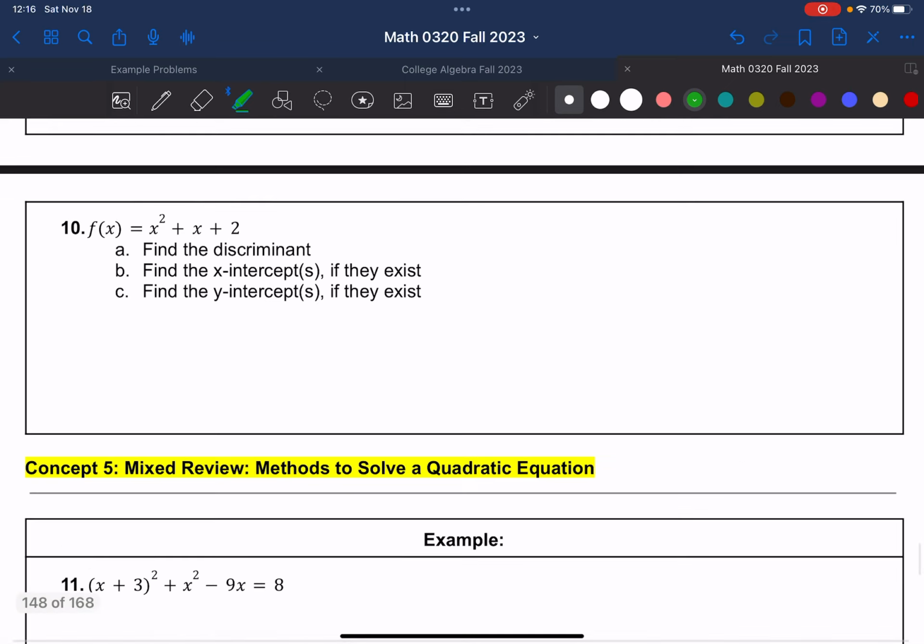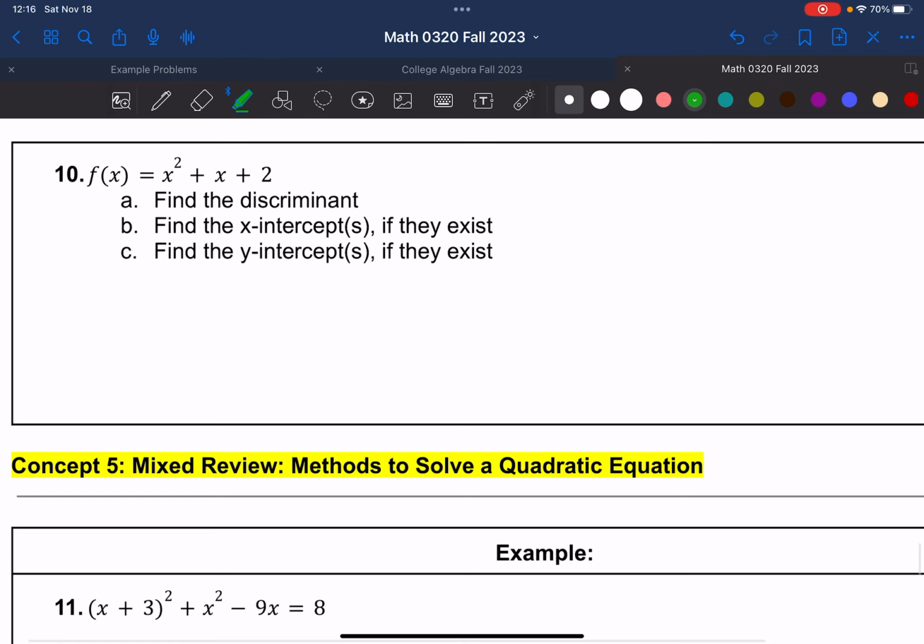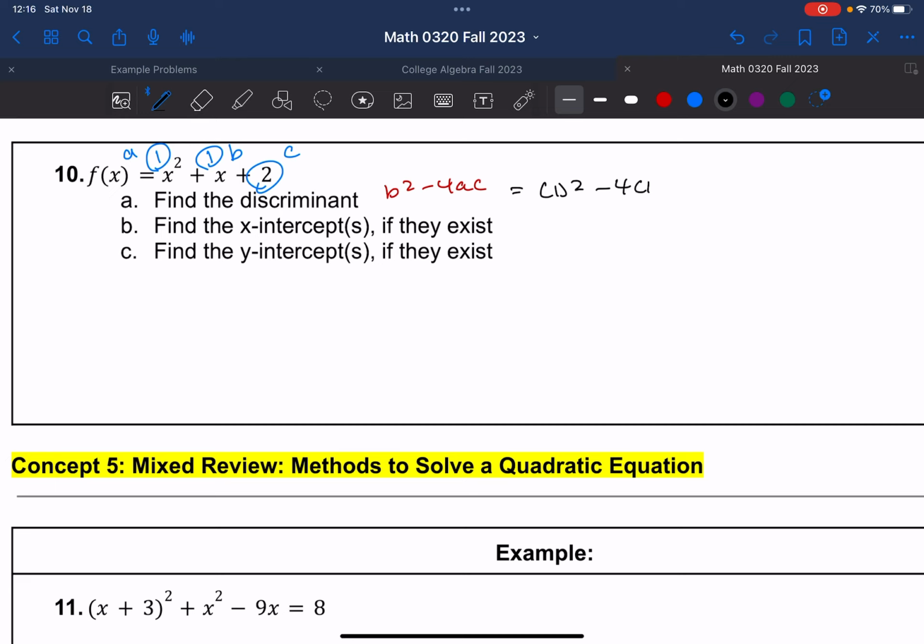Let's look at number 10. Same thing, it wants us to first find the discriminant. So b squared minus 4ac. So I have a is 1, b is also 1, and c is 2. So I have b squared, so 1 squared, minus 4 times a, which is 1, times c, which is 2. So this is 1 minus 8, which is negative 7.